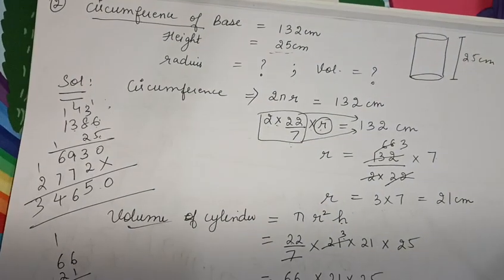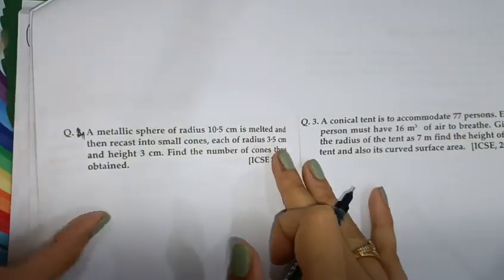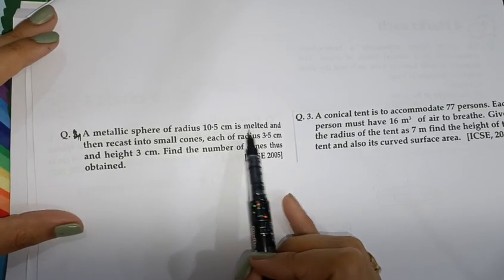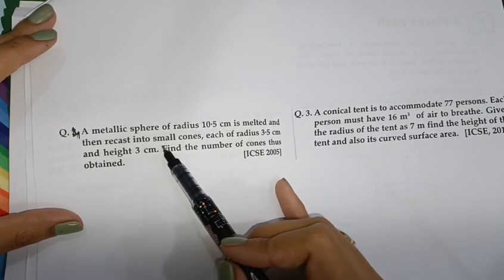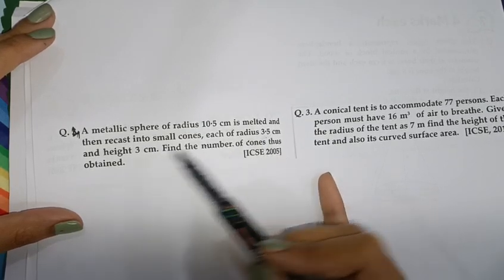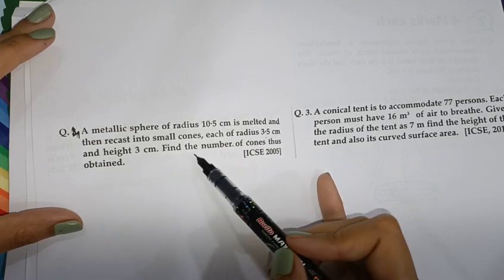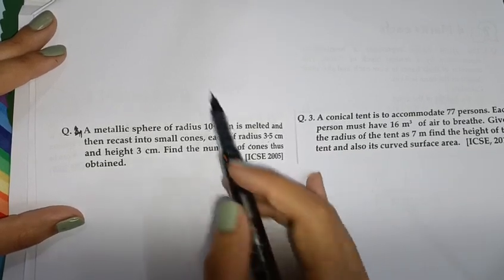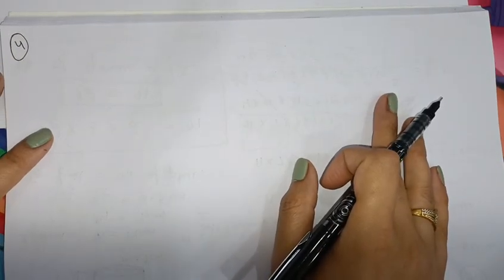So we have done 3 questions now. Let's do the next question, the fourth one. The question is, a metallic sphere of radius 10.5 centimeter is melted and then recast into small cones, each of radius 3.5 and height 3 centimeter. Find the number of cones. See, this question is exactly similar, because recasting is there. The sphere is recasted to cones. So if recasting is there, which formula will we use? We'll use the formula of volume.